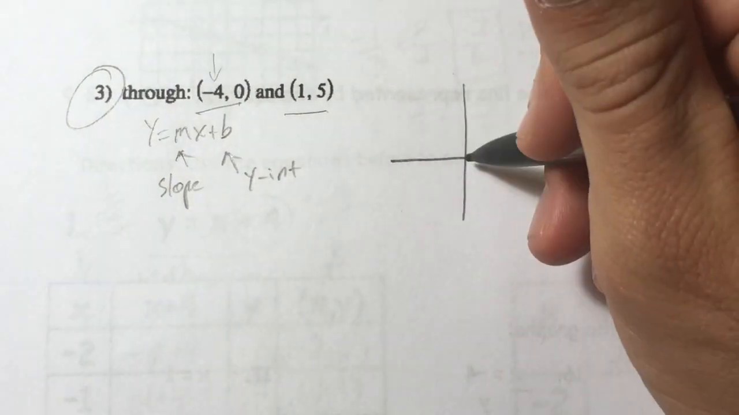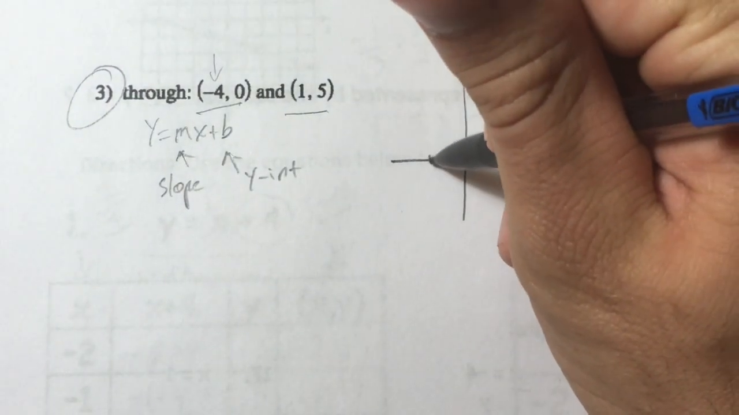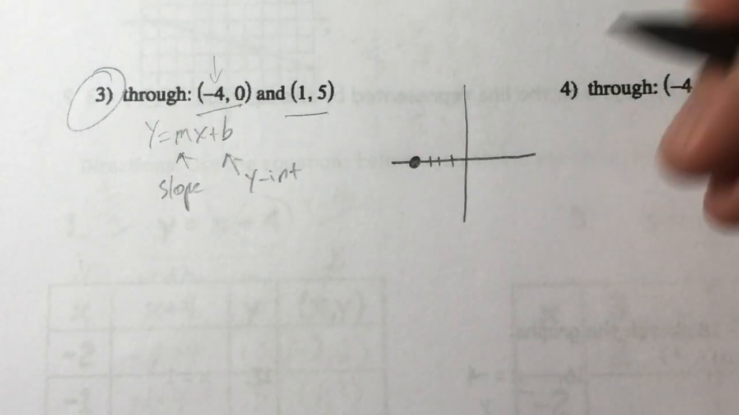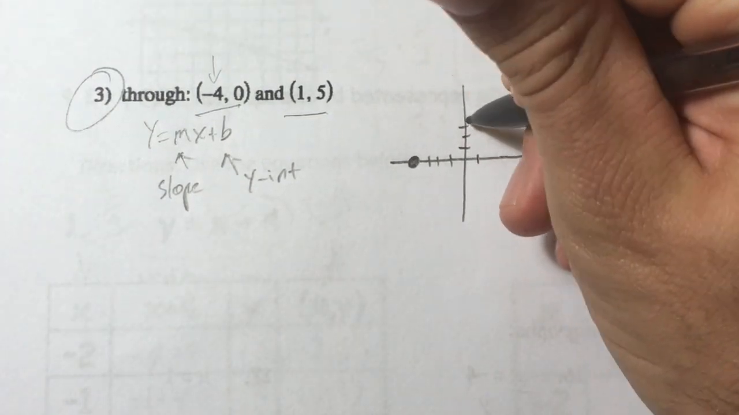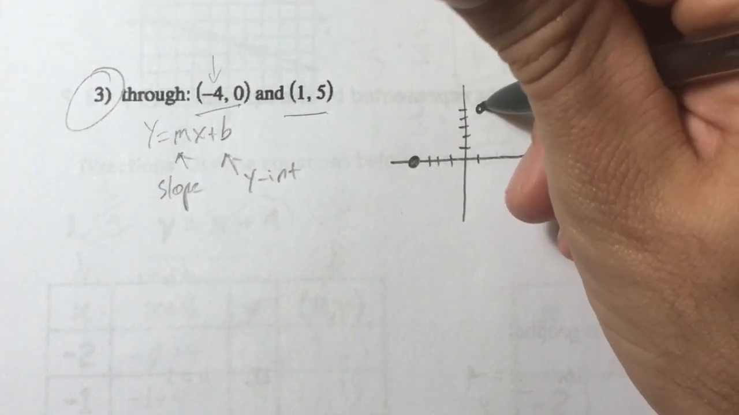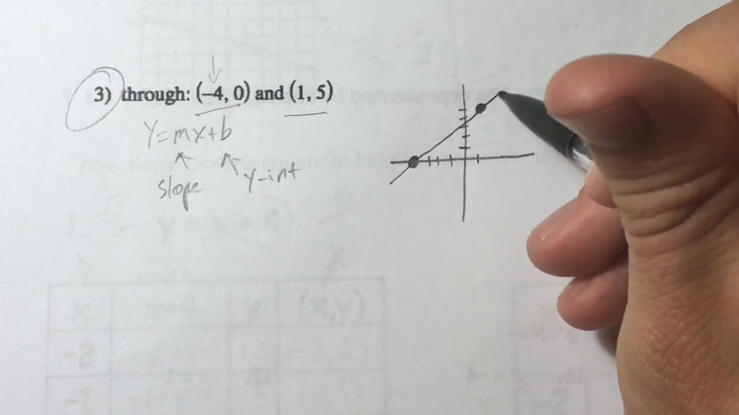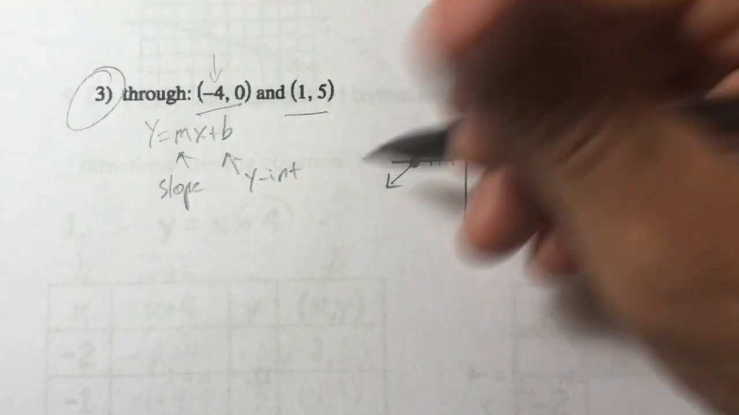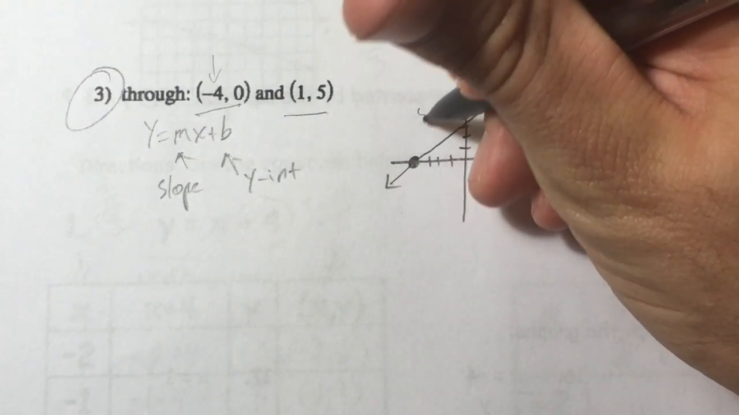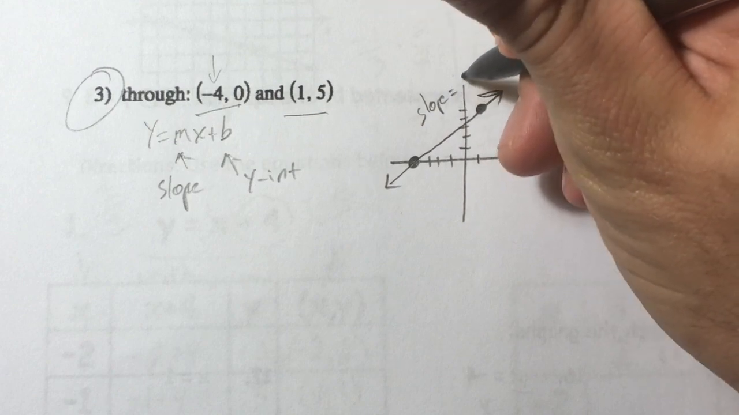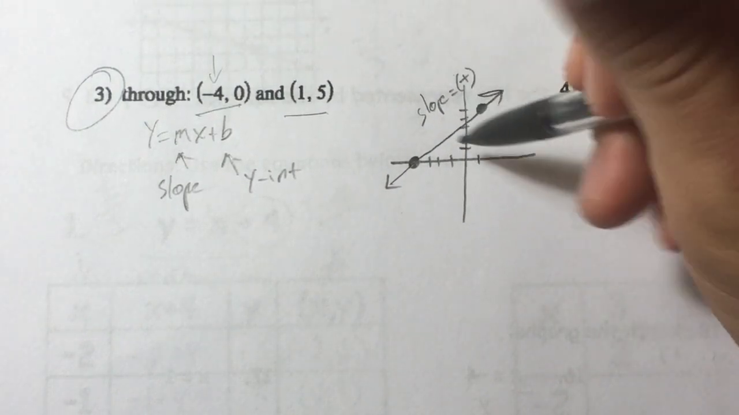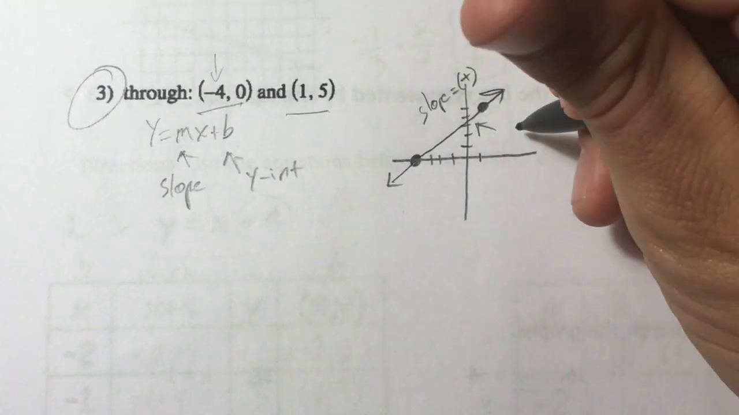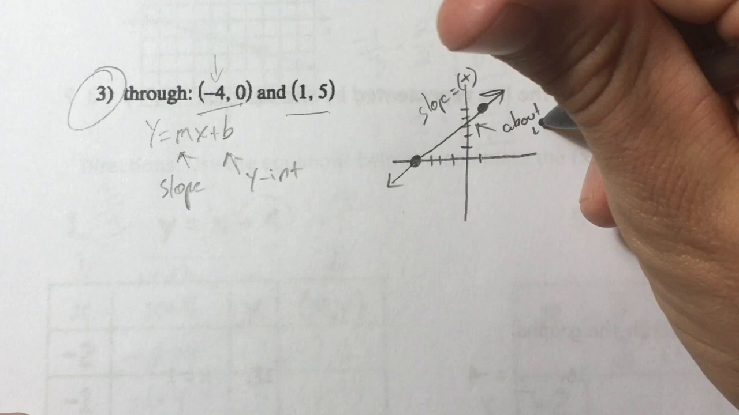Now, every time you do one of these, I want you to sketch just what your graph might look like. So if you are at the point (-4, 0), that would be right there, and the coordinate point (1, 5) would be over here. This gives us an idea of what our line is going to look like. So this tells me my slope is positive, and my y-intercept, I'm not 100% sure, but it looks like it's going to be about 4.